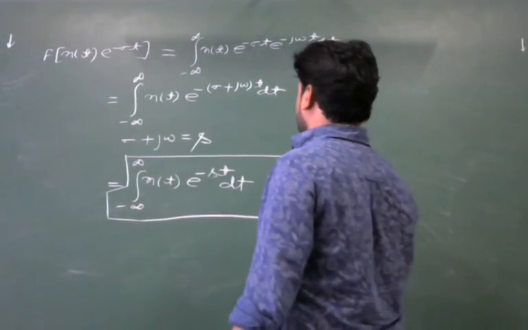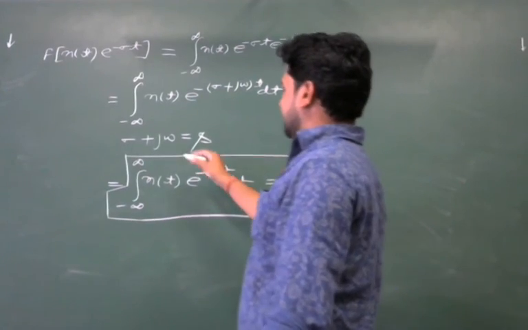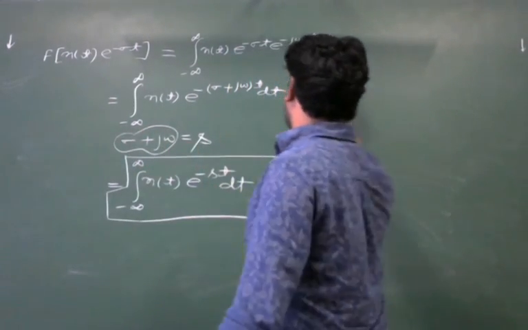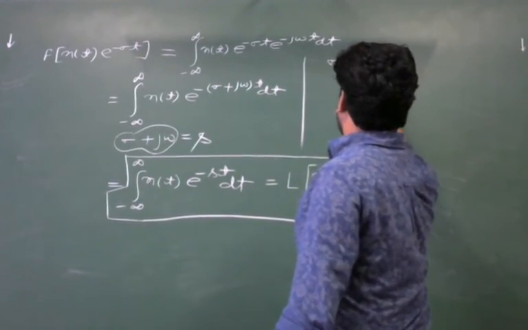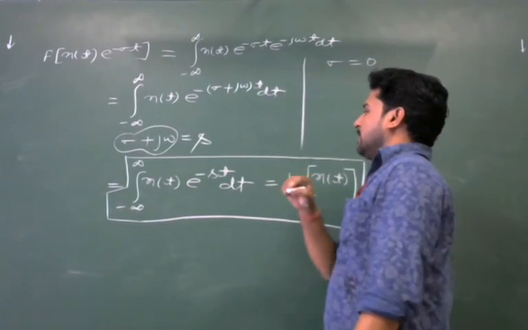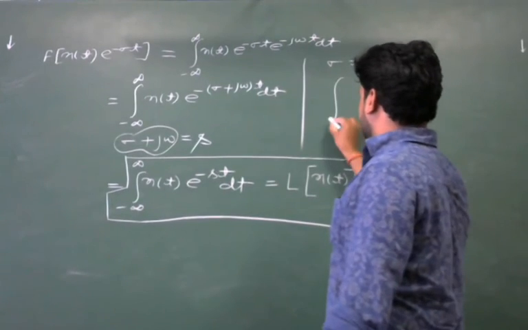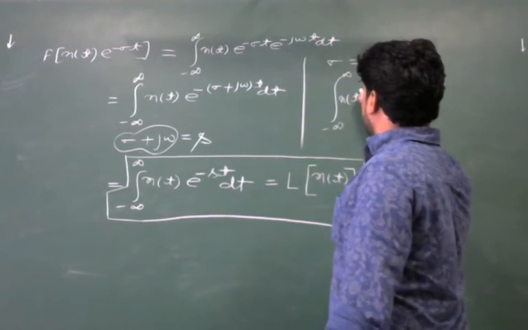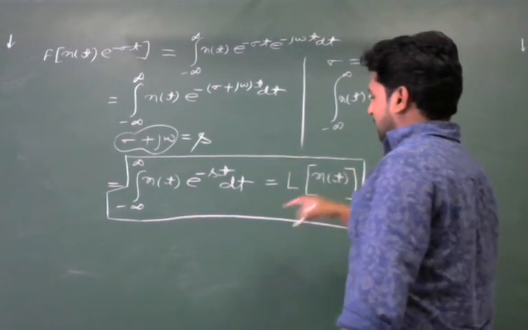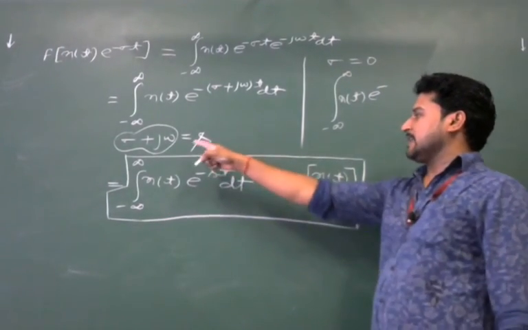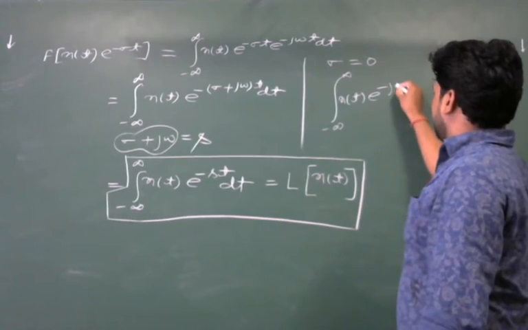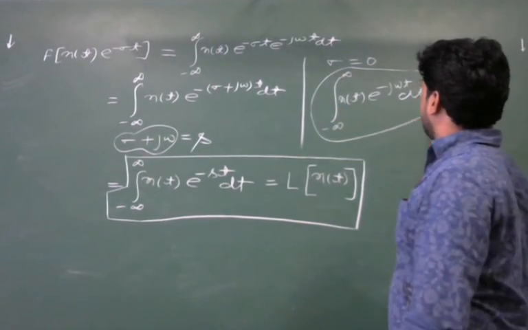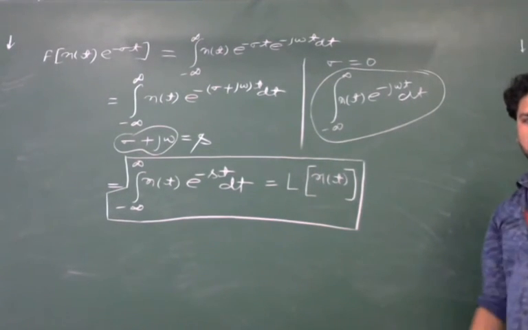If I put sigma equal to 0 in this relation, then s will become equal to j omega, and this relation will become the integral from minus infinity to plus infinity of x of t e to the power minus j omega t dt. This is the formula to get the Fourier transform of the given signal x(t).